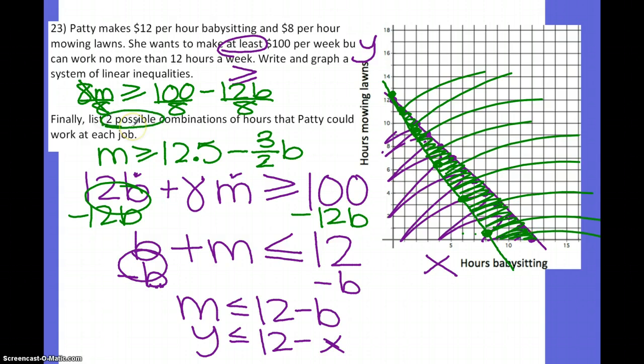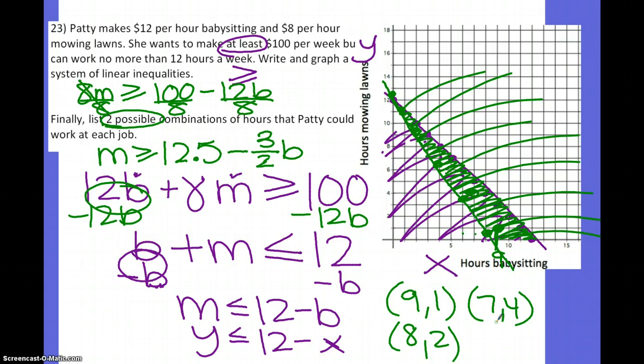list 2 possible combinations for hours. So if you pick a point right here, maybe you pick this point, that would be at 9, right? 9, 1. 9, 1 works. There's lots of other points that work. You could do 8, 2. Those are 2 solutions that should work. You could do 7, 4. Okay, any point in that overlap shading can be a solution or a possible combination.